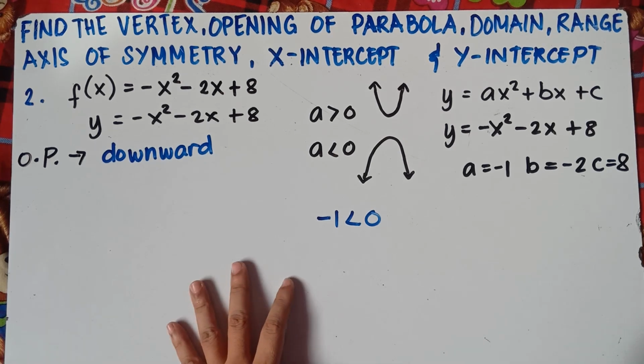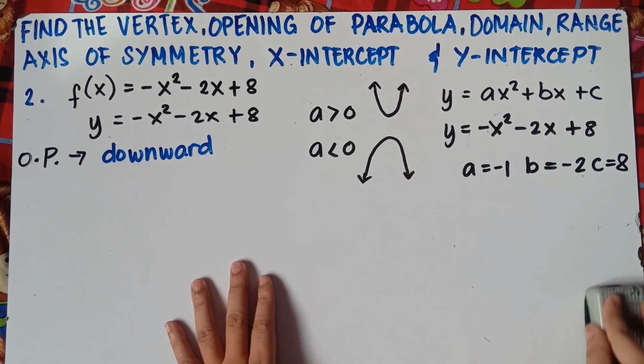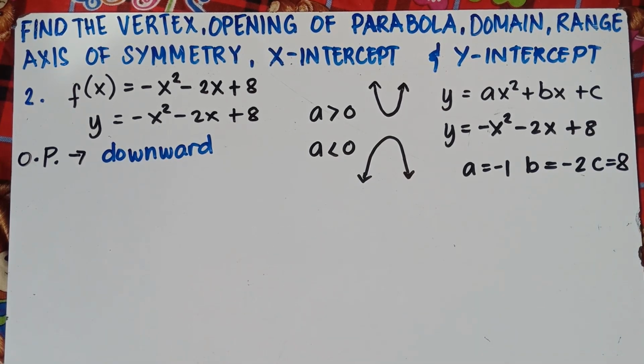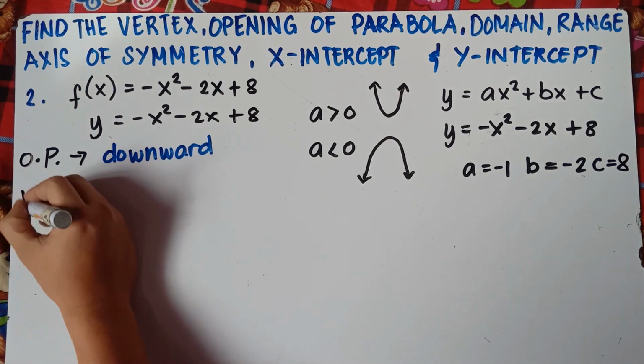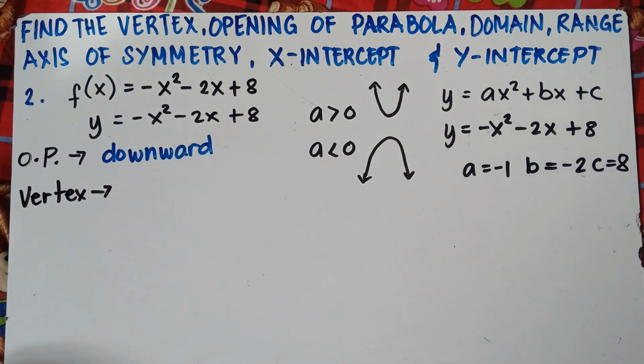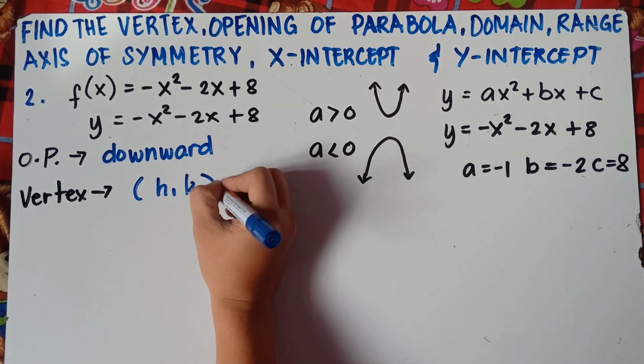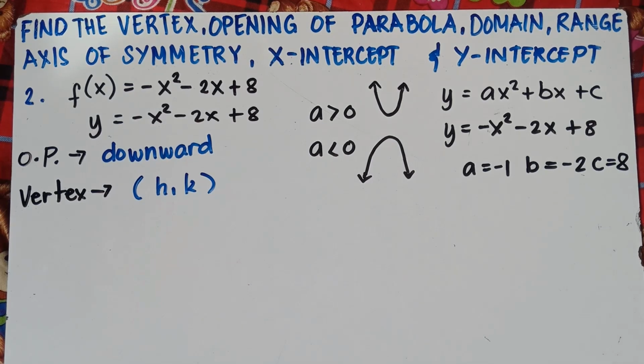Alright, I hope you understand this one, class. The next step is we need to find the vertex. So let's find the vertex. The vertex, once again class, is h comma k. So let's find h.